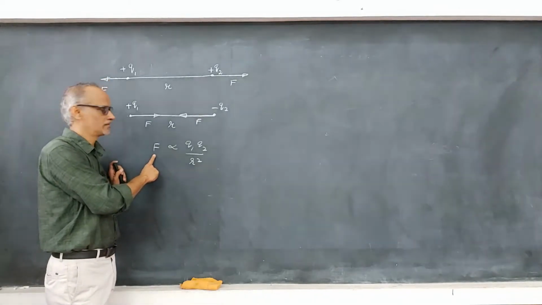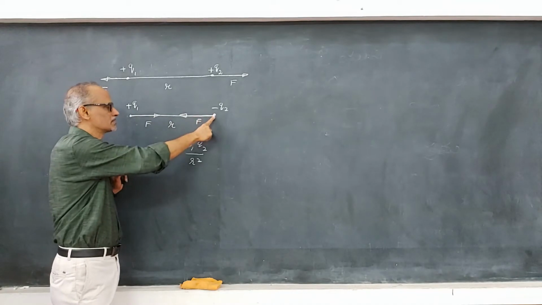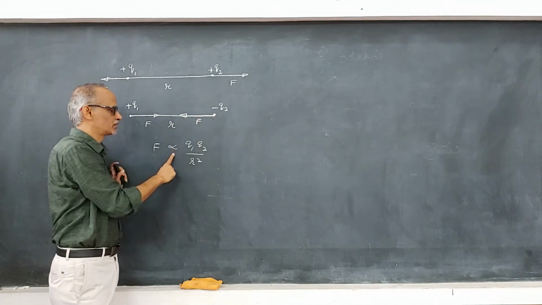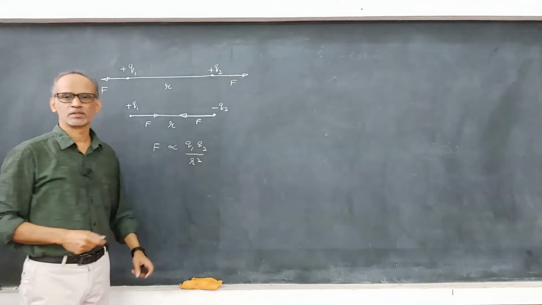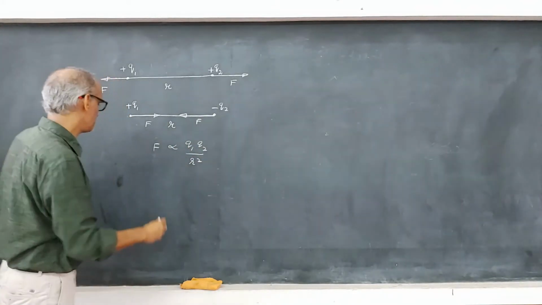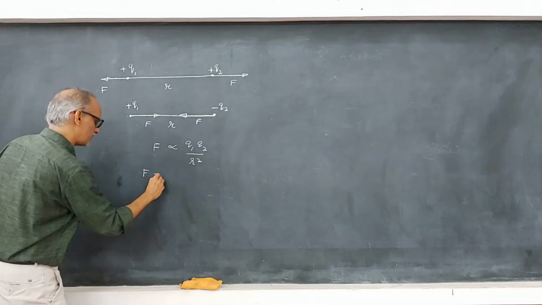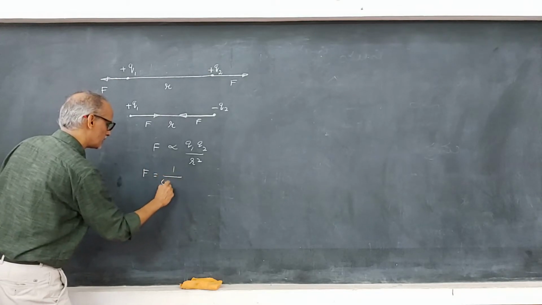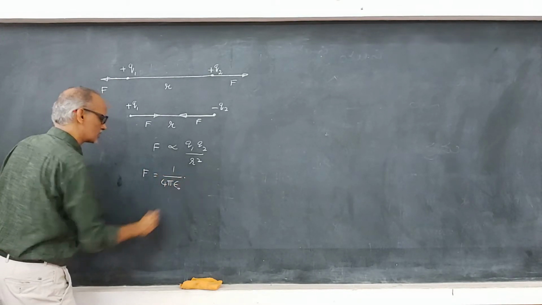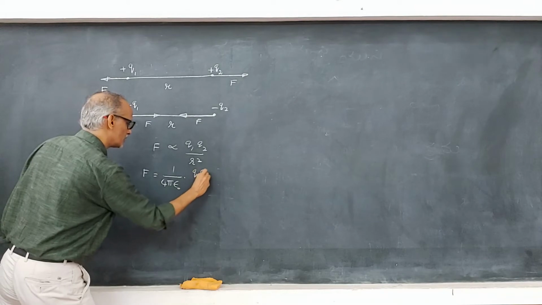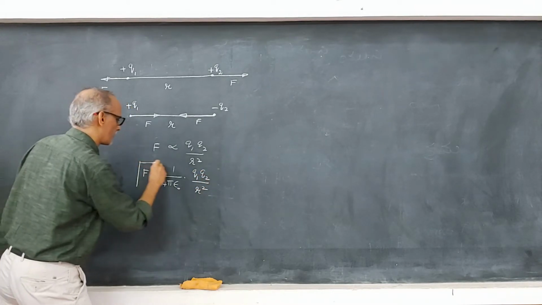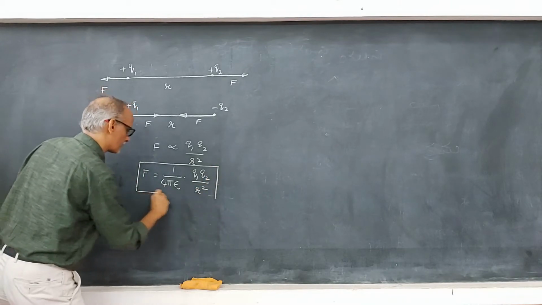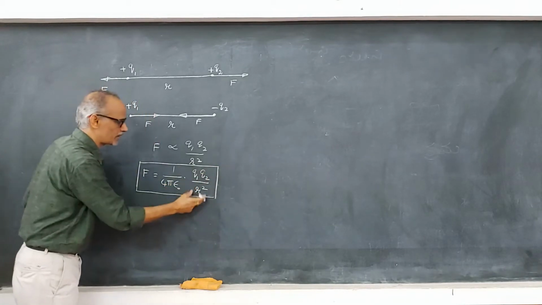Electrostatic force between two static point charges is directly proportional to product of the magnitude of the charges and inversely proportional to square of the distance between them, and the mathematical form F is given by 1 by 4 pi epsilon naught Q1 Q2 by R square. Q1 Q2 by R square, I have written it.